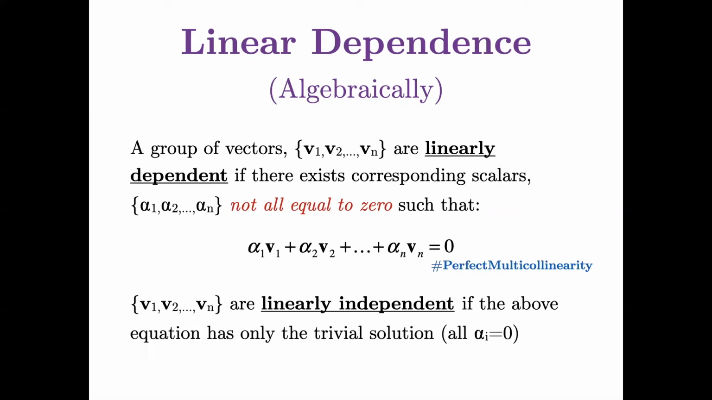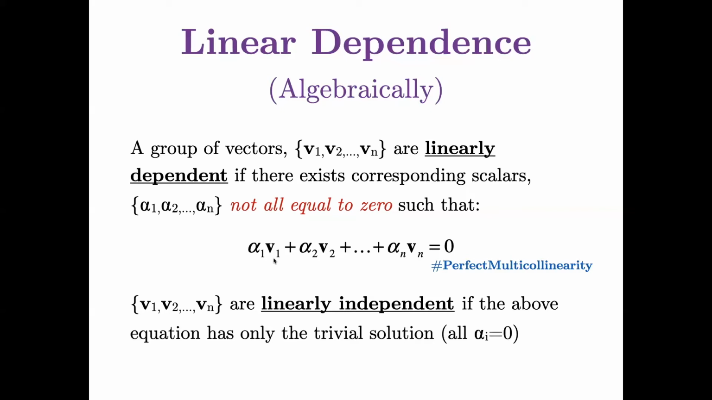On the other hand, the vectors v1 through vn will be linearly independent if the only way that this equation has a solution is when all the alphas are equal to 0. Obviously, if I multiply everything by 0 and add it together, I'll get 0. So that's what's called the trivial solution. So if you can only have the trivial solution, then you are linearly independent.